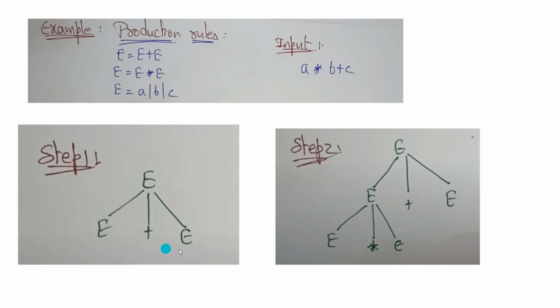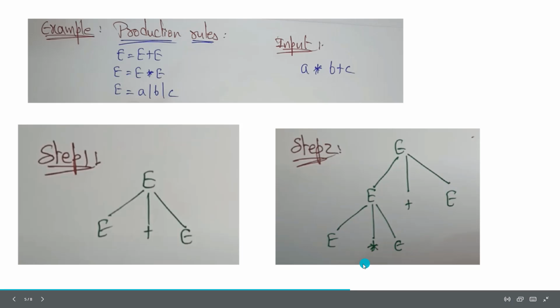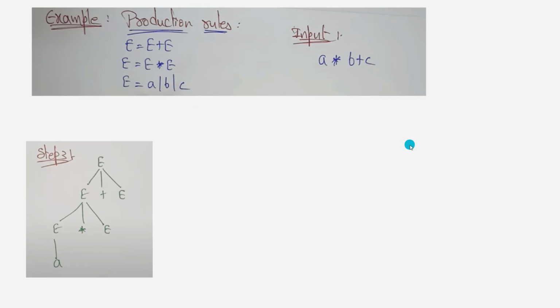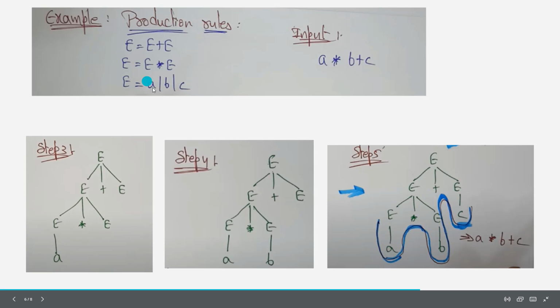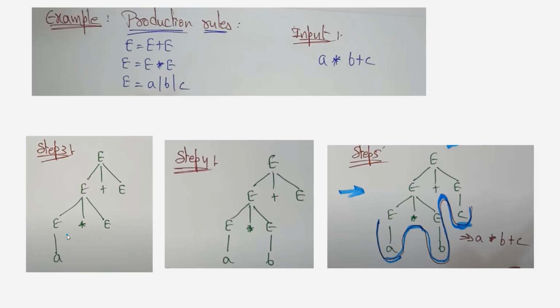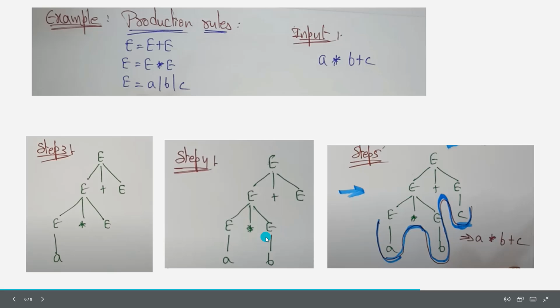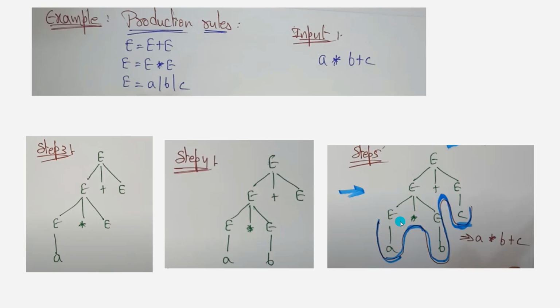In step 1, we substitute E by E plus E. I have written here E plus E. In step 2, again we substitute E by E into E. Now in the third step, again we can substitute E by A, or it can be B, or it can be C. In step 3, I substituted E by A, in the fourth step I substituted B, and in the fifth step I substituted C. This is how we can form the derivation tree.